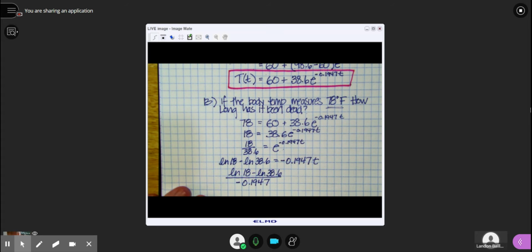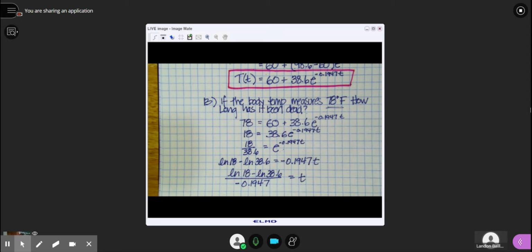I'm going to divide both sides by that negative k value, and that's going to give me t. So what's my time? It's that parentheses every time.